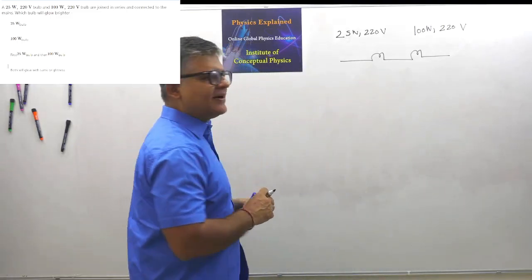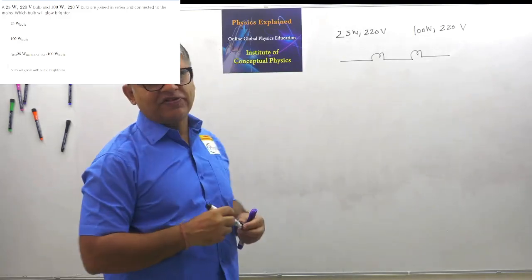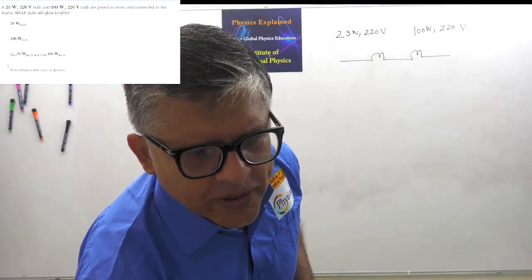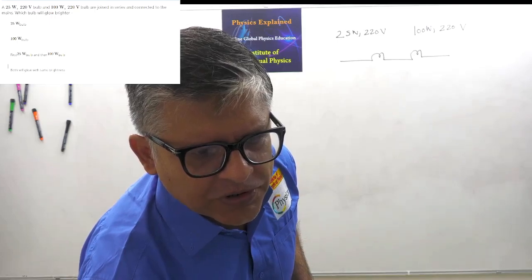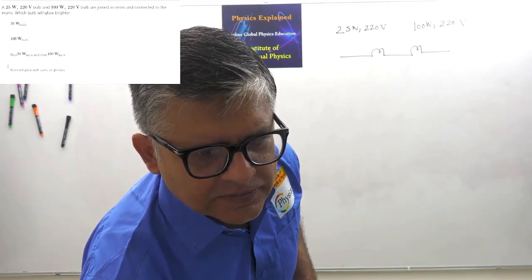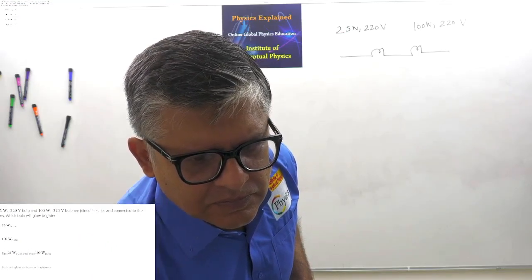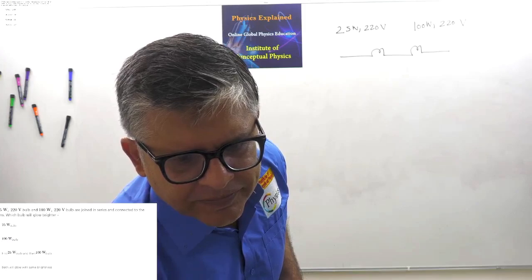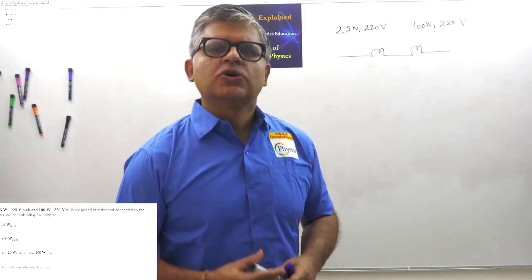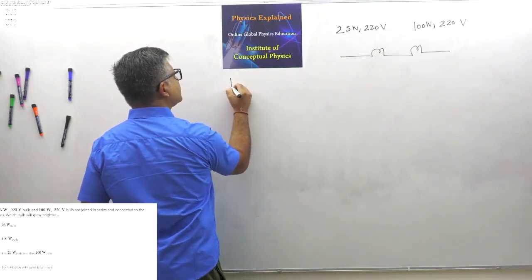See, the way to look at rating is, if you're given this information, which is available in front of you, what you do is this. Just give me 1 second. All right, I think this should be better. So what do you do with the rating? The first step is to find the resistance of the bulb.